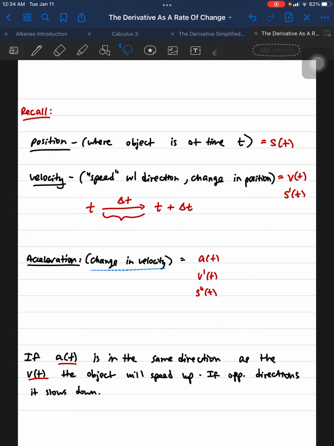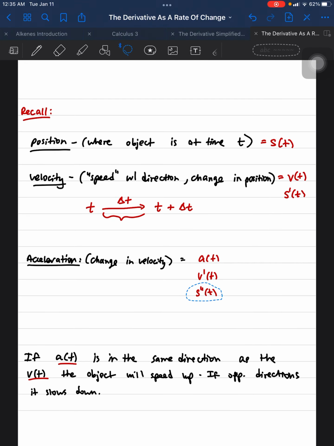Acceleration is the change in velocity, just like how velocity is the derivative of the position function and represents the change in position. Acceleration is the derivative of the velocity function and represents the change in velocity. It can be denoted as a of t, or as the derivative of the velocity function, or as the second derivative of the position function.